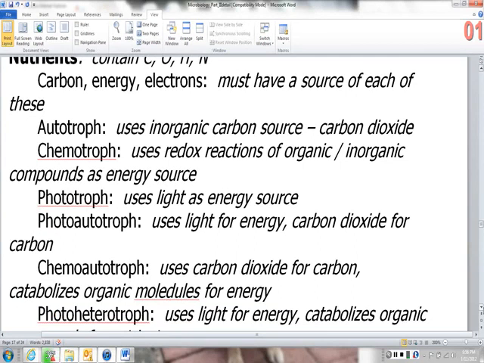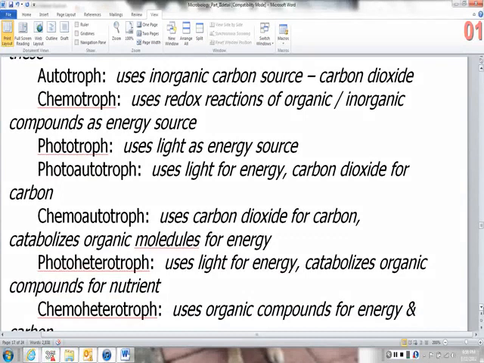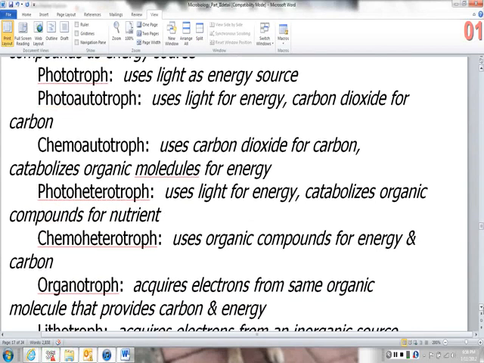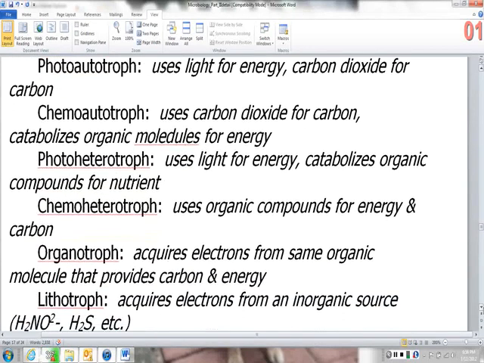The chemoautotroph uses carbon dioxide for carbon and catabolizes organic molecules for energy. The photoheterotroph uses light for energy and catabolizes organic compounds for nutrients. A chemoheterotroph uses organic compounds for both energy and carbon. The organotroph requires electrons from the same organic molecule that provides carbon and energy. The lithotroph acquires electrons from an inorganic source such as hydrogen sulfide.